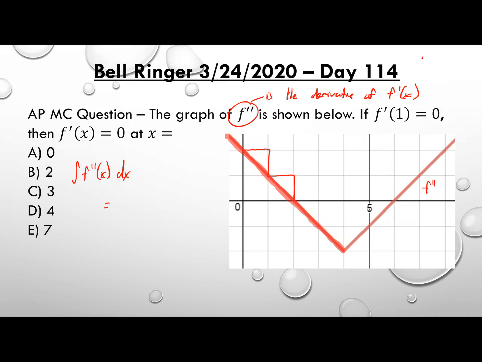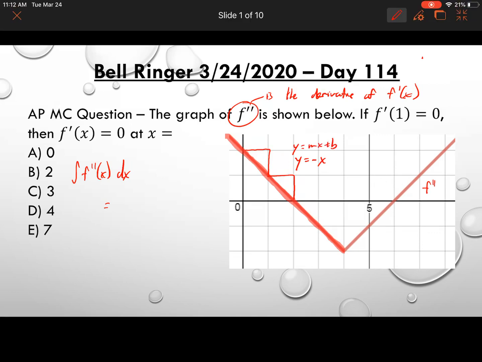If we put it in slope-intercept form, we have y equals negative x. If you remember y equals mx plus b, the slope m goes in front of the x, and b is our y-intercept. It looks like our y-intercept for this problem is 2, so our b value is 2. So that is the equation of just the left half of the graph.